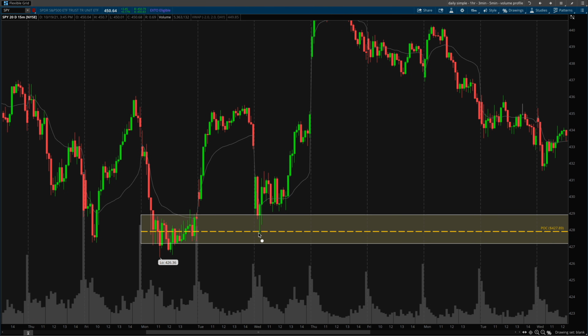In this case, if you were willing to wait and be a little bit patient and you didn't buy exactly as it came here, chances are you probably bought within this area here. But buying anywhere within a demand zone is a good idea, and setting your stop loss below the demand zone is going to keep your trading pretty simple.